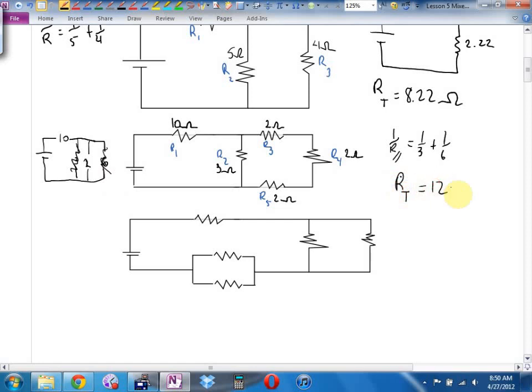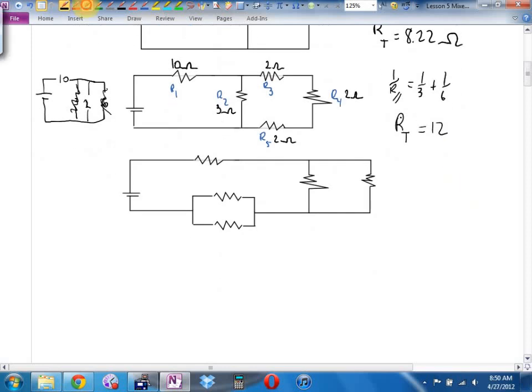Those are the strategies I'm going to use. Sometimes I won't need to. Maybe I'll be able to have enough information if they told me 2 things on a resistor. Again, my goal is almost always to find total current. Let's do this next one. We'll call this R1, R2, R3, R4, and R5.